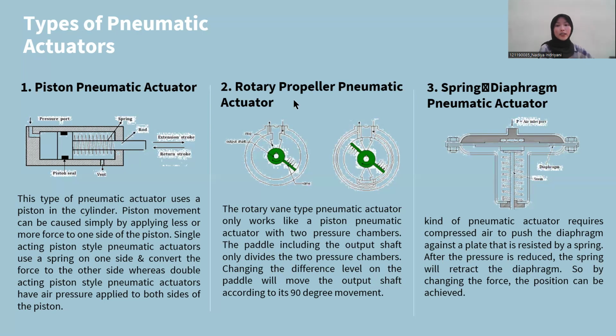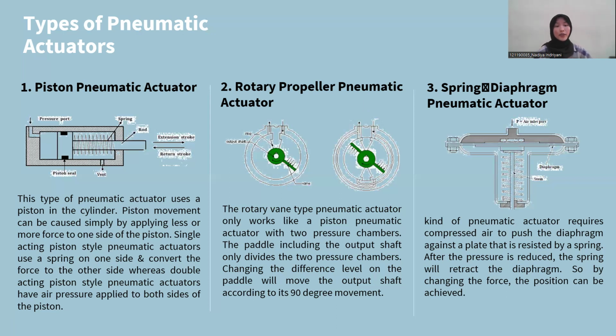The second, rotary vane pneumatic actuator. The rotary vane type pneumatic actuator works like a piston pneumatic actuator with two pressure chambers. The vane includes the output shaft, which is divided into the two pressure chambers. Changing the pressure level on the vane will move the output shaft according to its 90-degree movement.